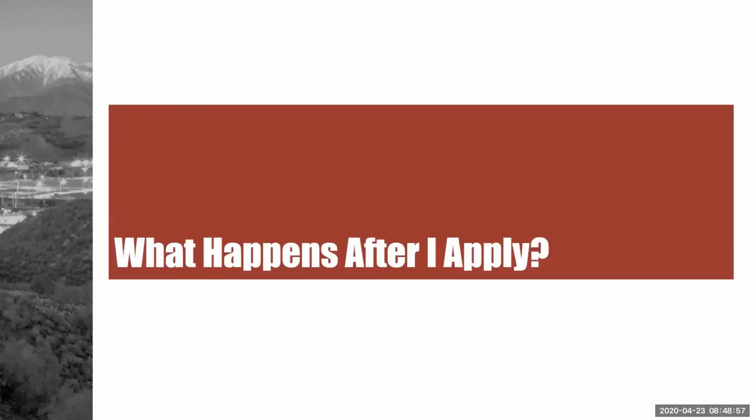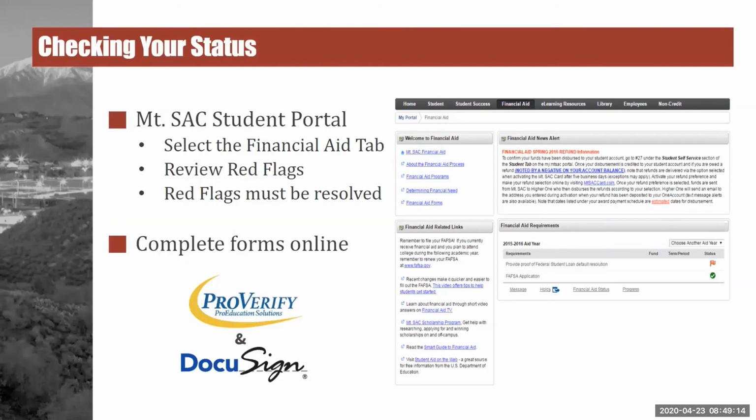Once you have completed the FAFSA or California DREAM Act application and have included Mount SAC's school code, we will typically receive your application within 1 to 2 weeks. At this point, you will have the opportunity to check your status and financial aid offer through the Mount SAC student portal. Once you are logged into the Mount SAC student portal, you will want to select the Financial Aid tab and then view the Financial Aid Requirements box.